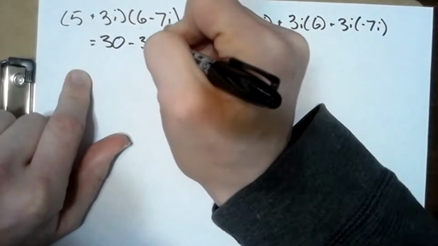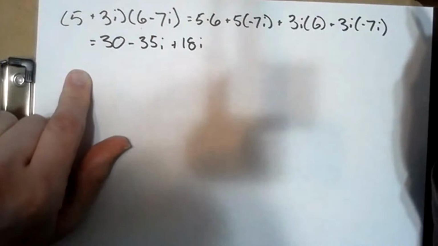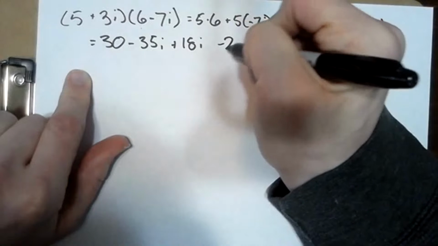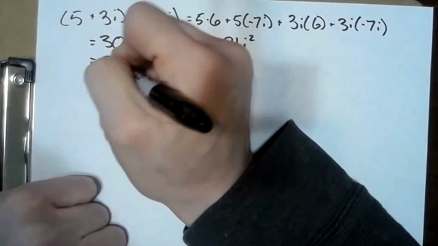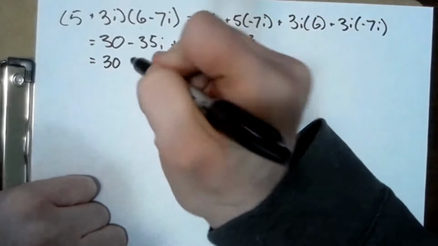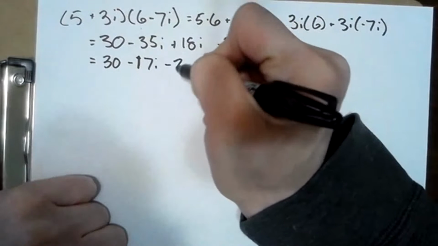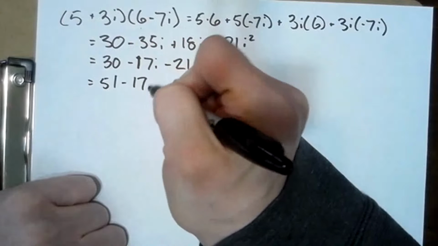That gives us 30 minus 35i plus 18i minus 21i squared. Well, we can rewrite some of this. First, we'll take our 30, that's fine, and then negative 35 plus 18 will give us a negative 17i. But i squared is a negative 1, so that's negative 21 times negative 1, or plus 21. So we've got 51 minus 17i there.